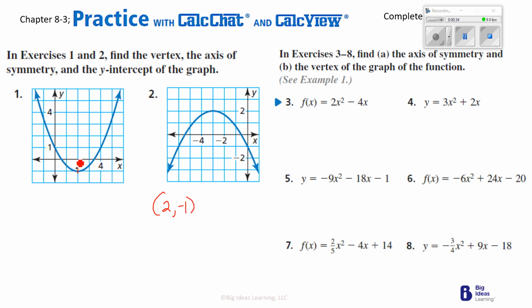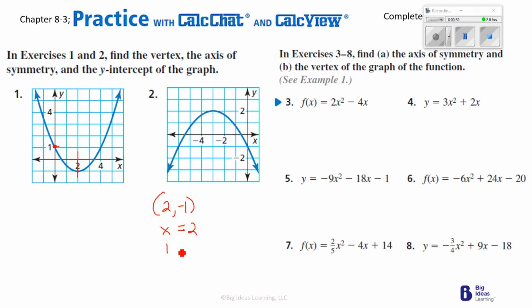Next is the axis of symmetry. That's where the arc is going and making its curve, and that's when x is at 2, right? So that's x equals 2. And last is the y-intercept. The y-intercept is where it's crossing y, and that's right here at 1. So my y-intercept is 1.